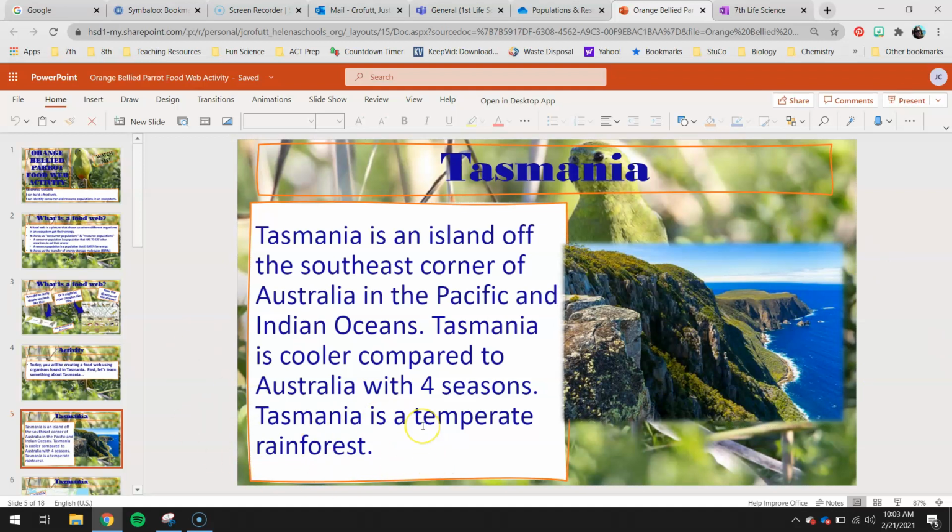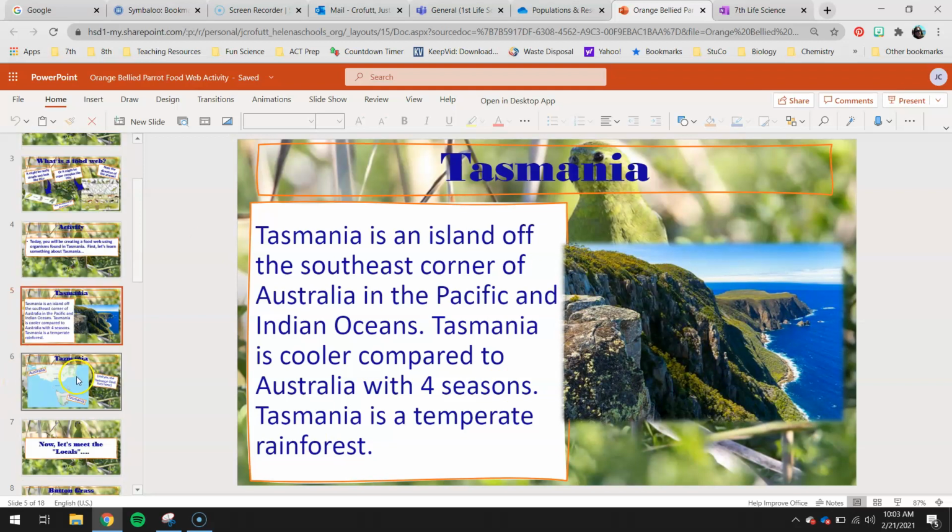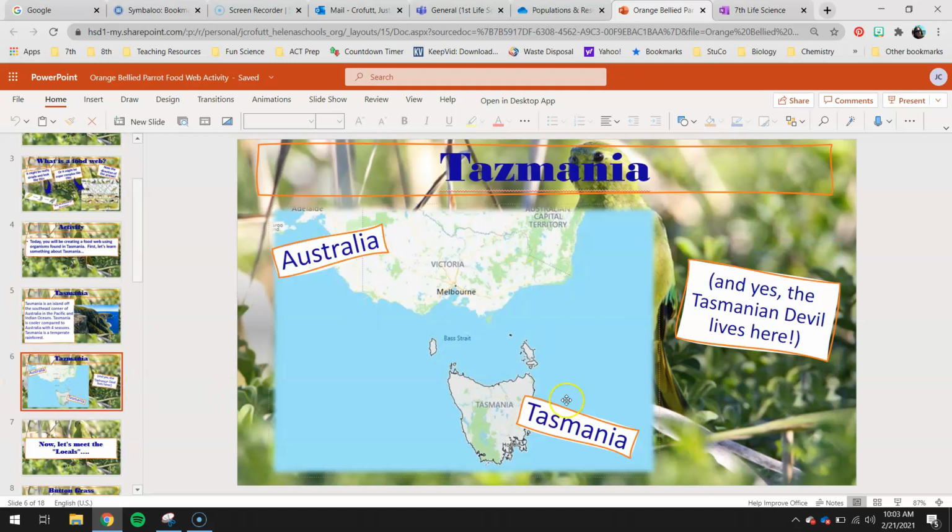It's not like the kind of rainforest that you would see in Costa Rica where it's closer to the equator and really warm, okay? So they're temperate. They have more like 4 seasons rather than hot and hotter. All right, here's a map. Here's Australia. Here is Tasmania down here, and so it's kind of off the southeastern part of Australia. And yes, there's such a thing as a Tasmanian devil, and this is where that Tasmanian devil calls home.